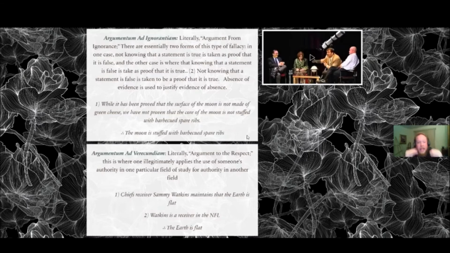In short, absence of evidence is used to justify evidence of absence. So consider this version. While it has been proved that the surface of the moon is not made of green cheese, people used to think this for some reason, we have not proven that the core of the moon is not stuffed with barbecued spare ribs. Therefore, hey, the moon is stuffed with barbecued spare ribs.